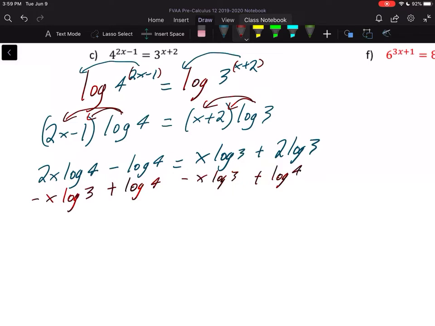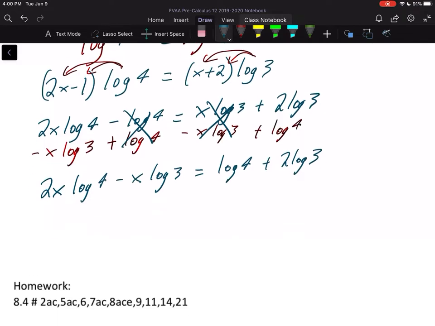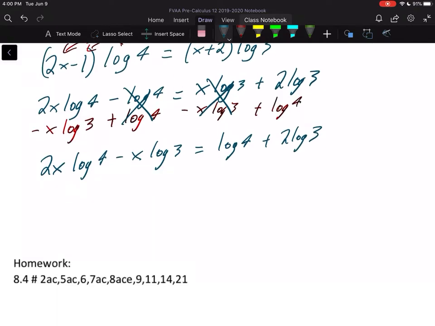Now these aren't like terms, so I can't add them, right? But I will line them up, and it cancels out there. So I'm going to get 2x log 4 minus x log 3 is equal to log 4 plus 2 log 3. Okay, now I want to do some factoring here.